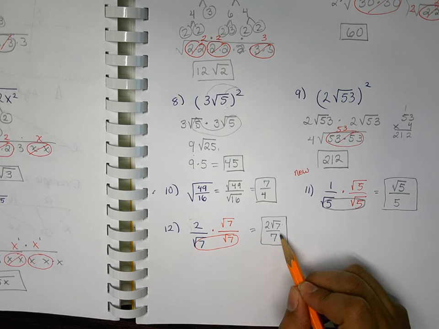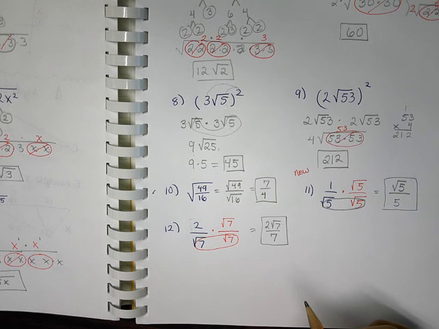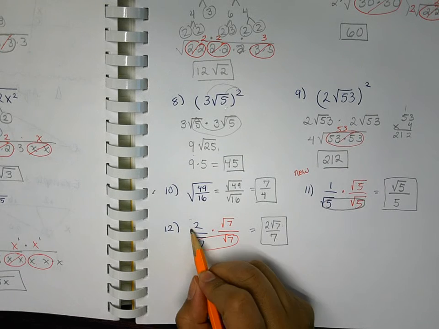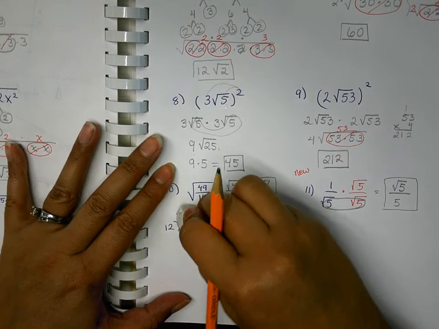No. Wait a second, I have a question. How come it's not 14, root 14 over 7? Okay, I just explained it. Did you guys hear when I explained why it's not 14? If this was a radical, then yes, that would be root 14. But since it's not a radical, the only thing we can do is 2 root 7.